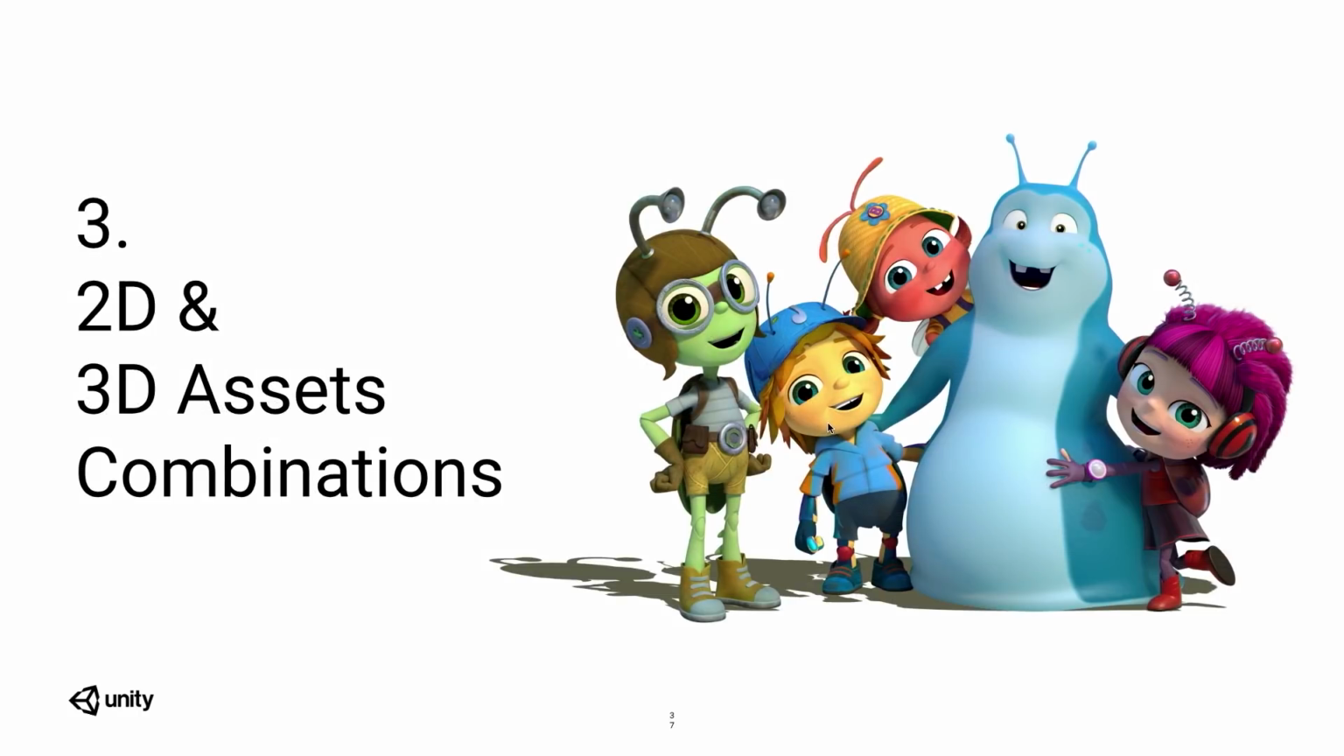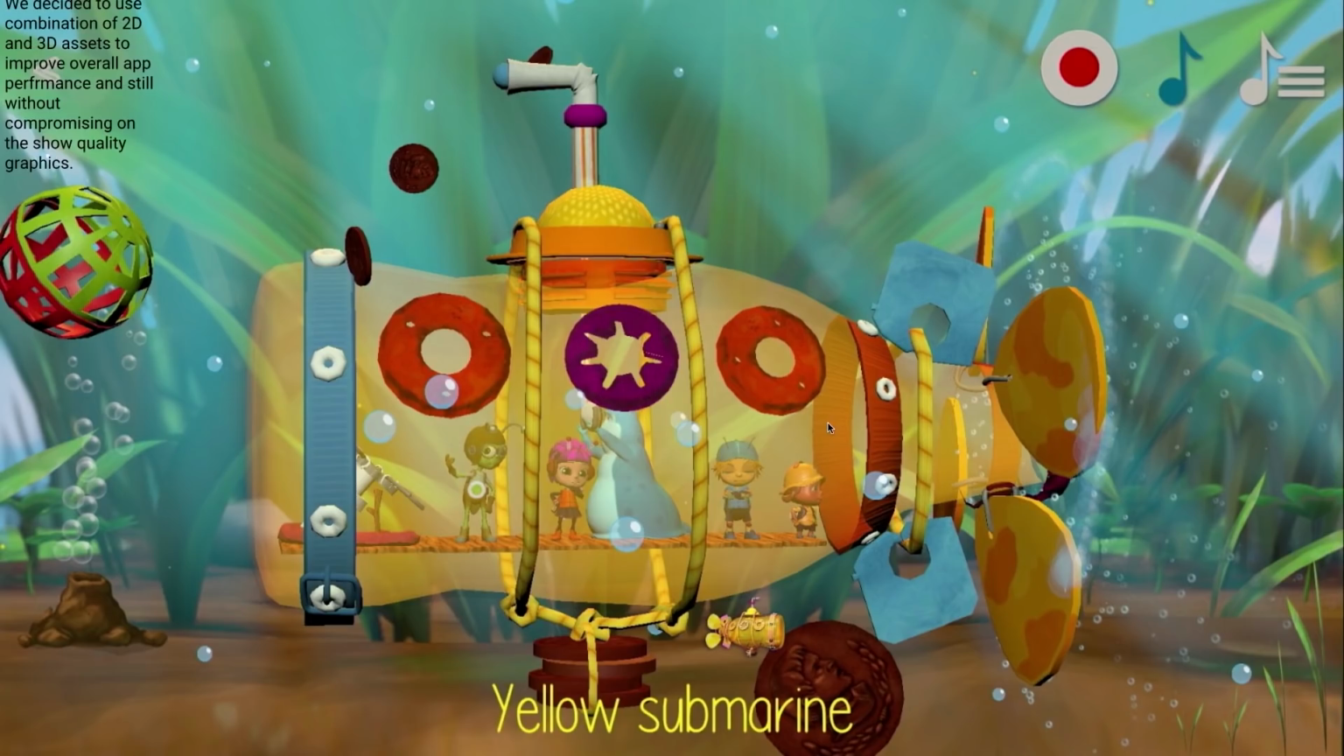The other challenge was that we had a list of backgrounds, props, and other elements which the client wanted us to use, but all of them had to be converted into game-ready assets. So we decided to use a combination of 2D and 3D assets to improve overall app performance without compromising on high-quality show graphics. Here in the Yellow Submarine scene, we're using a flat 2D background with linear animation. The submarine is not moving at all, it's just the background moving, like a linear transition. And the blue light rays you can see are also a 2D asset with a pivot point off the screen at the top, and just a rotation animation is going on.